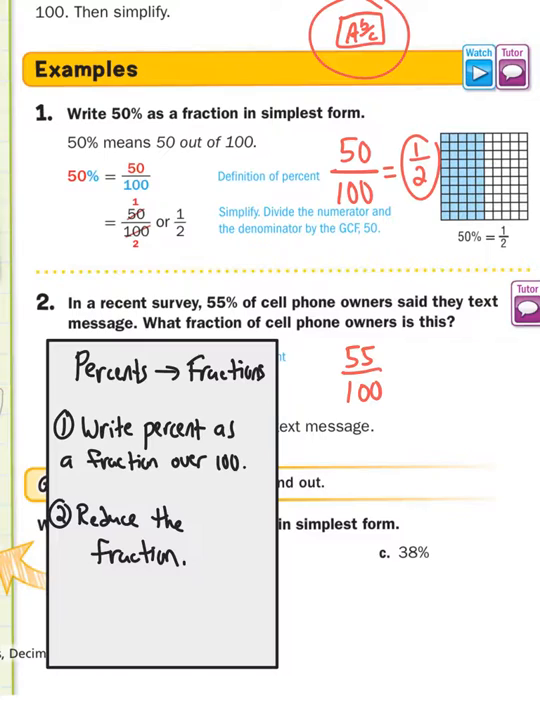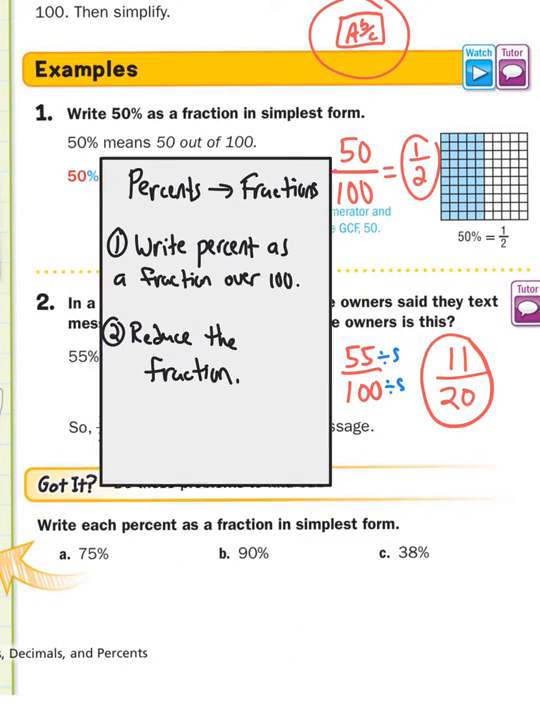Now again, you can type that in your calculator, but let's pretend you're doing it in your head. Hopefully you notice that both of these divide by 5. And if you divide 55 by 5, you get 11, and 100 divided by 5 is 20. Now if you typed it in your calculator, you'd get 11/20ths anyway. So that's it for the two steps on changing a percent to a fraction.